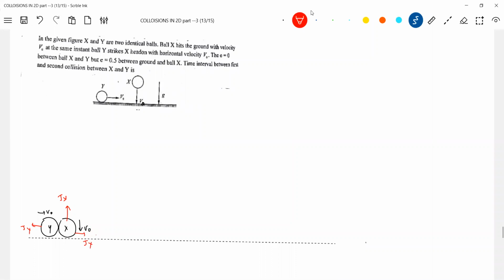After collision, what will happen to this? Two identical balls is telling, so masses are same. So after collision, let's check it here. How will X move, how will Y move? It will rebound. This will be, okay, Vx, no? I'll directly write it, e equal to eVx. Then it will acquire a velocity.